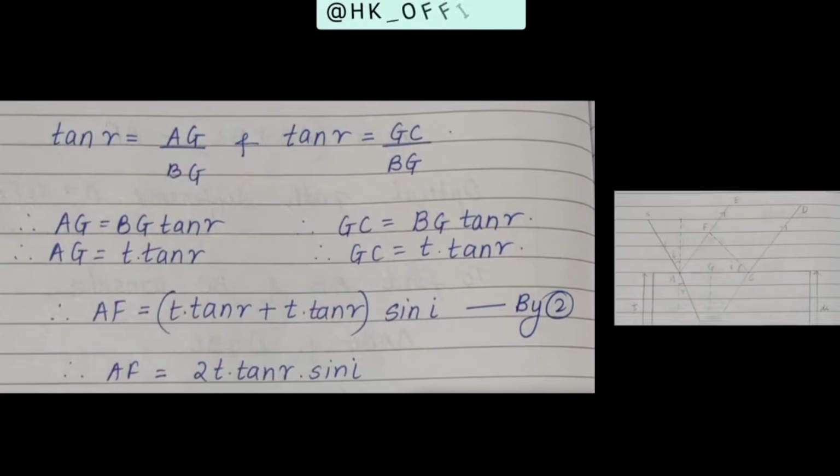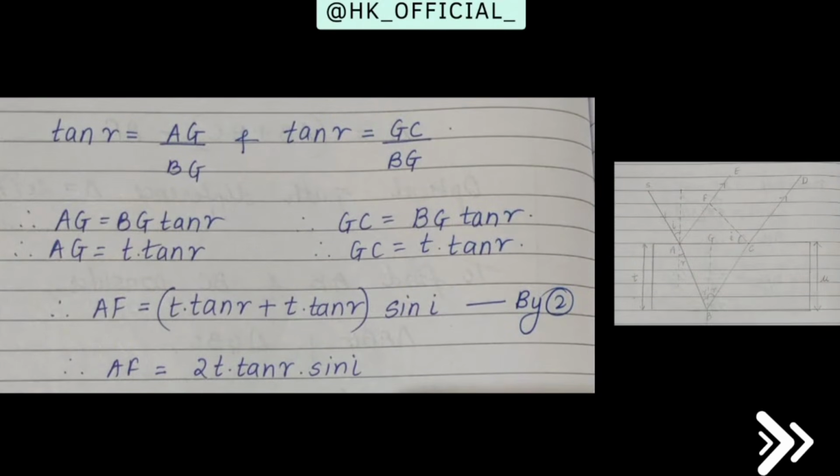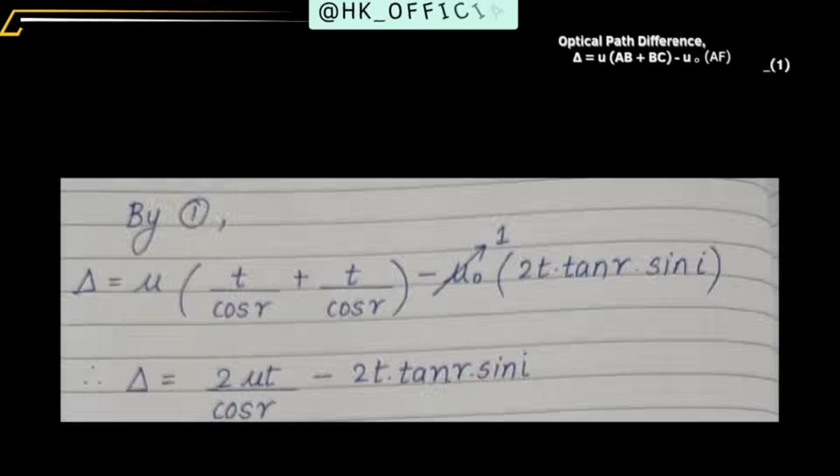So as we have found out what AG and GC are, we will substitute them in equation 2. So AF will be equal to T tan R plus T tan R, bracket closed, multiplied by sin I. So AF will be equal to 2T tan R sin I. So finally we got AF. Now let's go on to another slide.